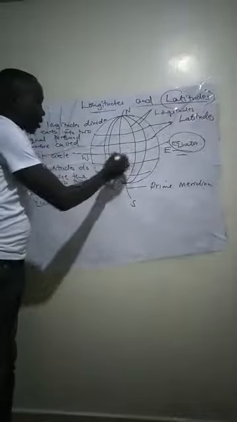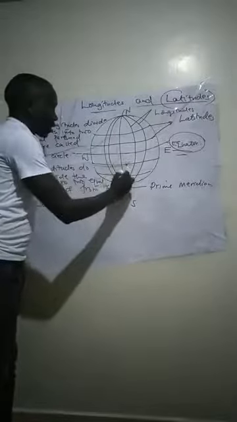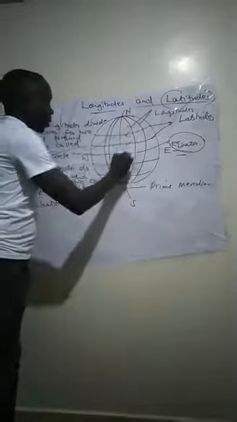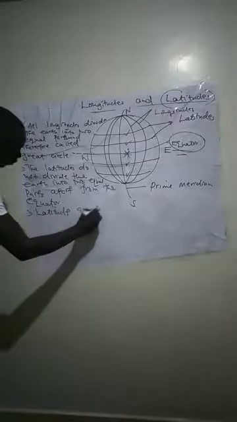So all these latitudes apart from the equator do not divide the Earth into two equal parts. Since they do not divide the Earth into two equal parts, they are referred to as small circles. So latitudes are called small circles.